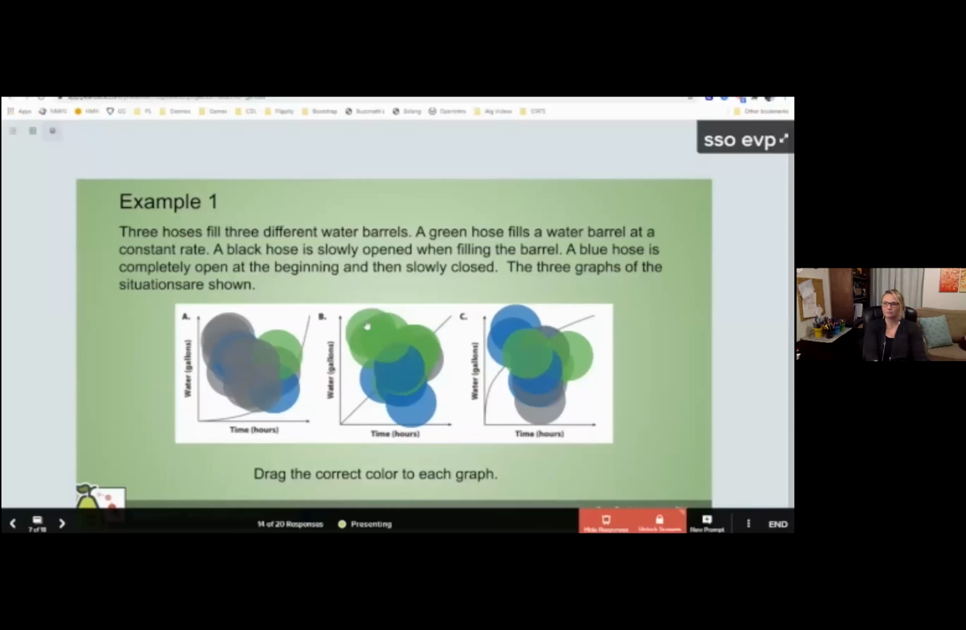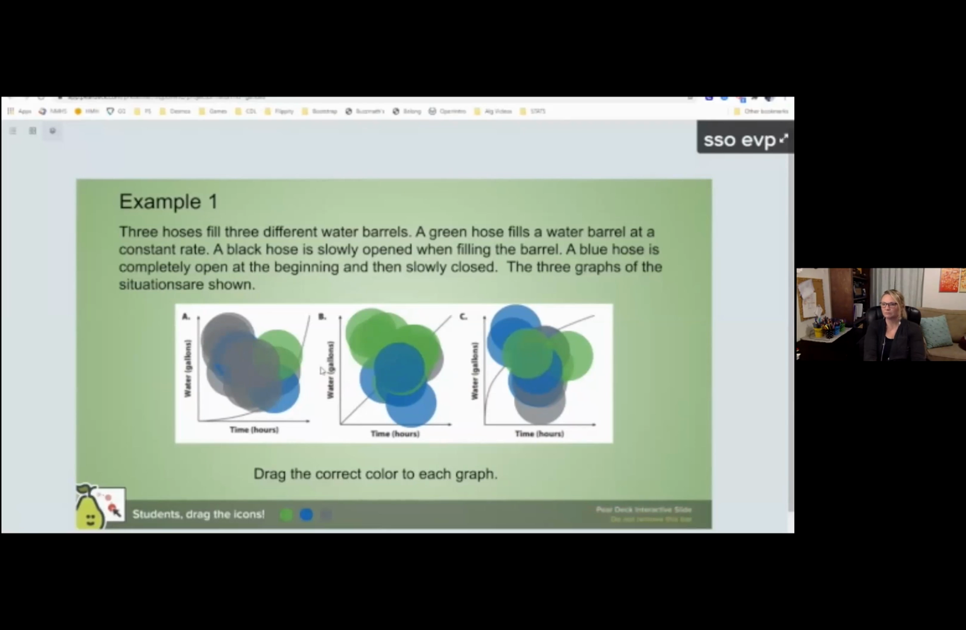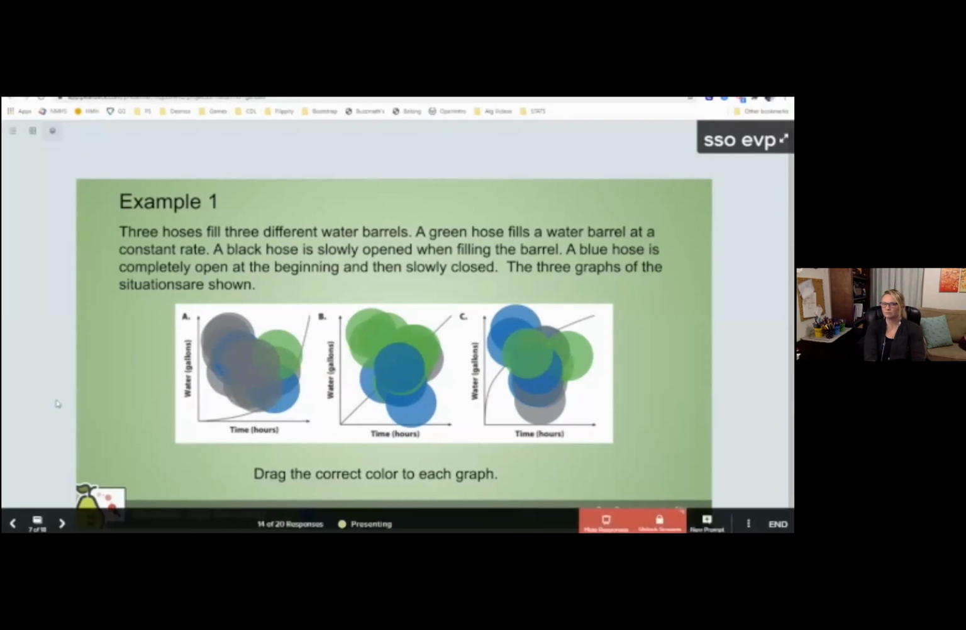Here's where we ended up. Quite a few people picked the green in the middle. A lot of people picked the black one for the left, and a lot of people picked the blue one for the right. We had some mixed answers here, right? This is kind of our focus for today and what we did yesterday, which is being able to interpret what a graph means and using a story problem to create something.